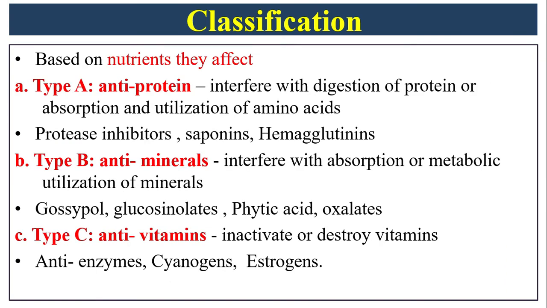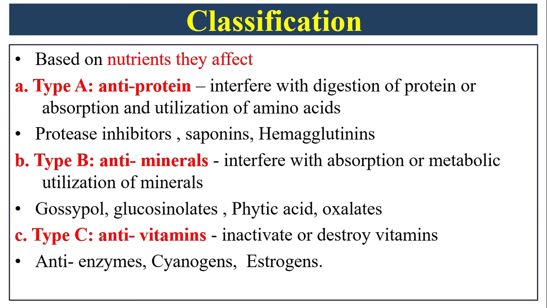Next, classification based on the nutrients they affect: type A, type B, type C. Type A, anti-protein. It interferes with digestion of protein or absorption and utilization of amino acids. Examples: protease inhibitors, saponins, and heme agglutinins.